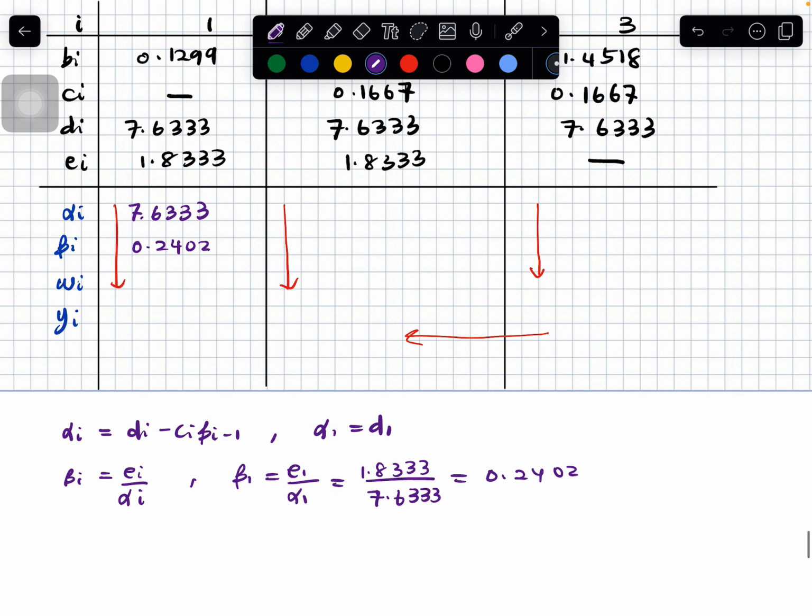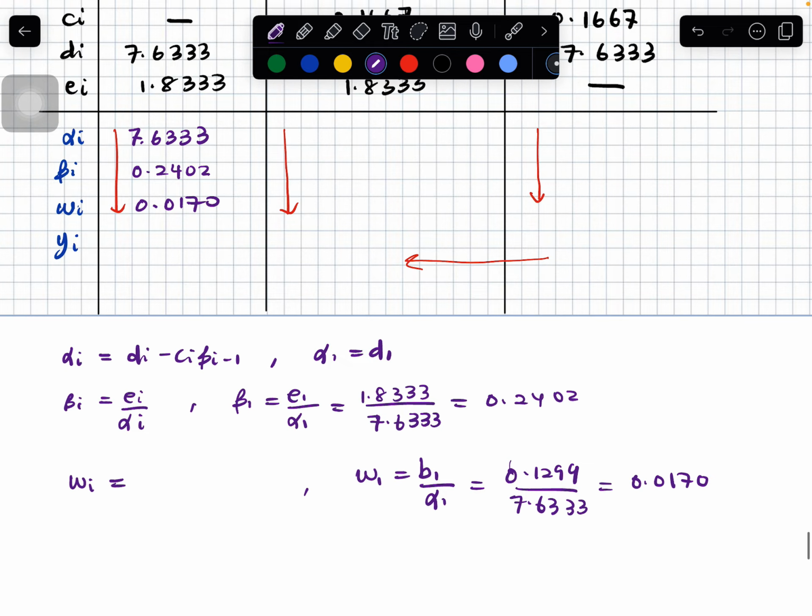Okay, next is the formula of W. Again, we have formula for W and W1. So since we are looking at the first column, which is W1, we will use the formula of W1, which is given as B1 over alpha 1. So you look at the value of B1. B1 is here, 0.1299 divided by alpha 1. Okay, and then you can get 0.0170.